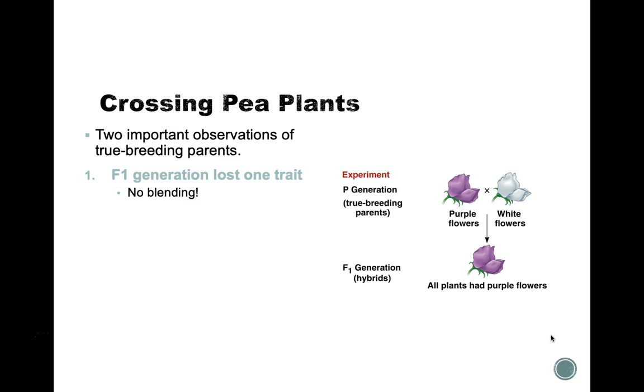All right. So there were a couple of important observations for starting with these true breeding parents. The first one was that the F1 generation lost one trait. Now this is important for two reasons. One, because it means there's no blending. If these traits were being blended rather than distinctively inherited, we would probably have a light purple here, somewhere halfway between purple and white.